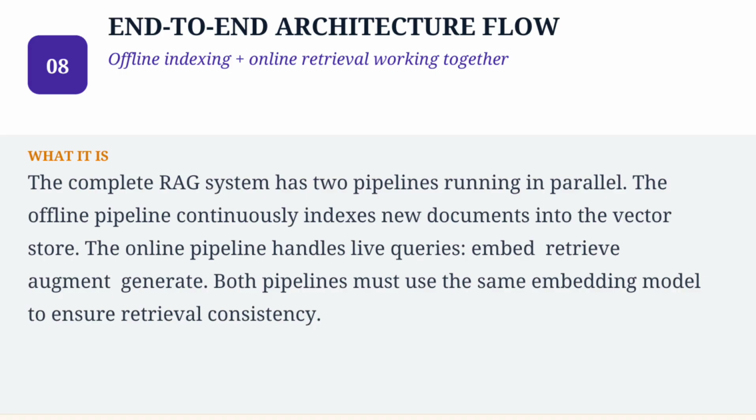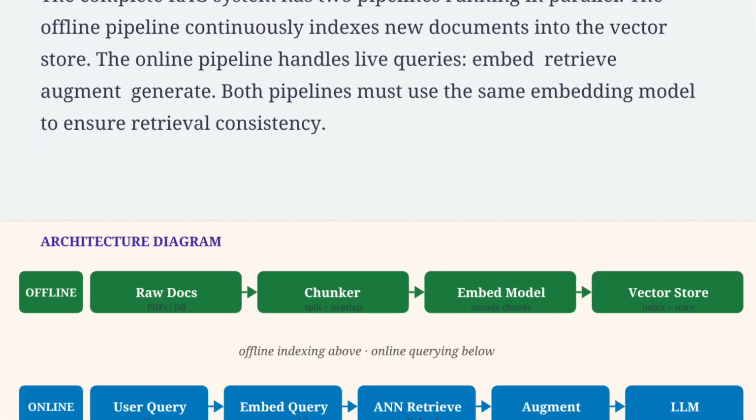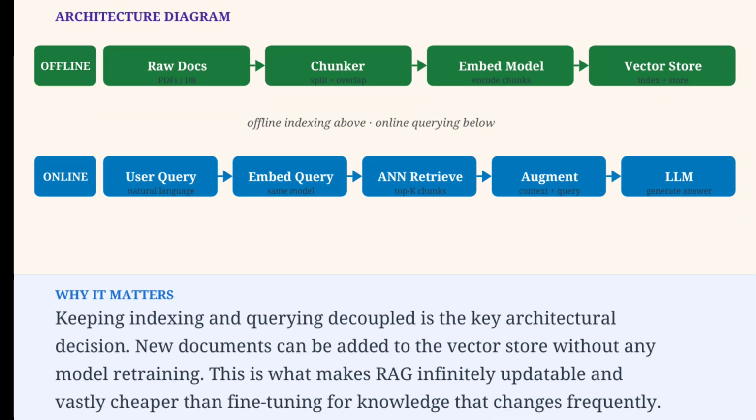Now here is the critical rule that breaks everything if you ignore it. Both pipelines must use the exact same embedding model. The one that embedded your documents and the one that embedded the user question have to be identical. If they are different, the vectors live in completely different spaces, and your similarity search will return meaningless chunks every time. Same model on both sides is not negotiable.